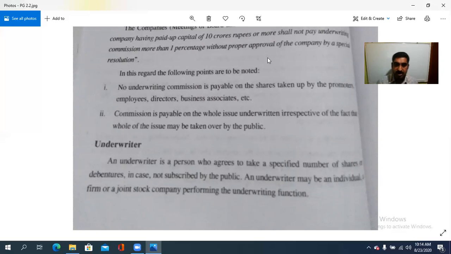An underwriter is a person who agrees to take a specified number of shares or debentures not subscribed by the public.